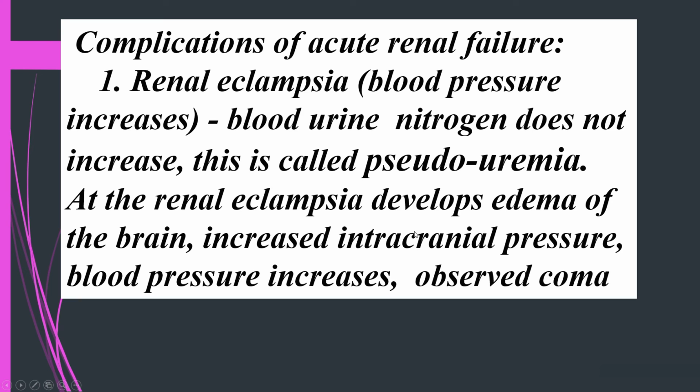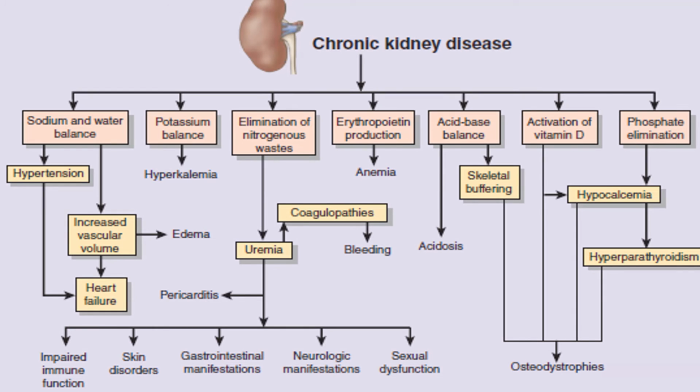Complications of acute renal failure, for example, renal eclampsia. Blood pressure increases, blood urea nitrogen doesn't increase, and this is called pseudouremia. In renal eclampsia, edema of the brain develops, increasing intracranial pressure, blood pressure increases, coma is observed.